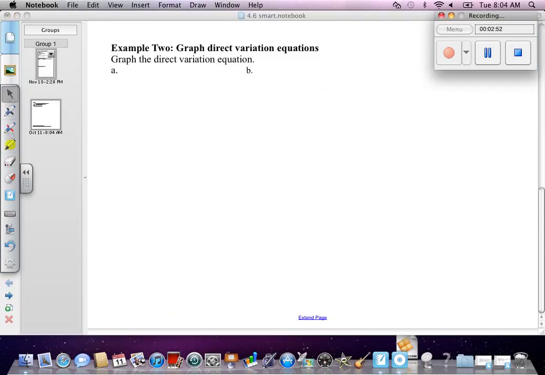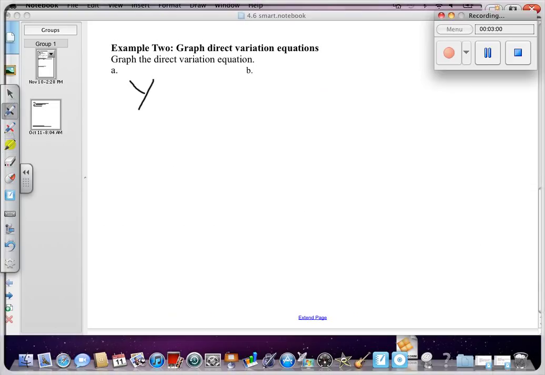All right, so we're looking at example 2, and we're going to graph direct variation. We've got two things we're going to graph. First, we're going to graph y equals 2/3 x. So for direct variation, what is nice is the y-intercept is always the same. But what is the slope for this one? 2/3. And the y-intercept is always the same for direct variation. Is there anything being added or subtracted? So it's always 0.